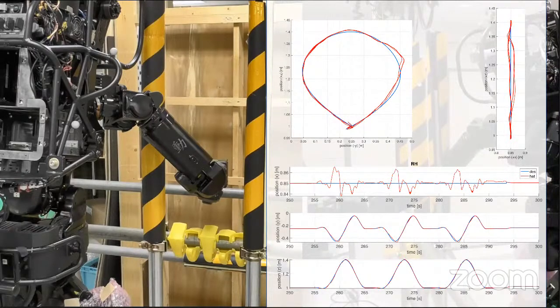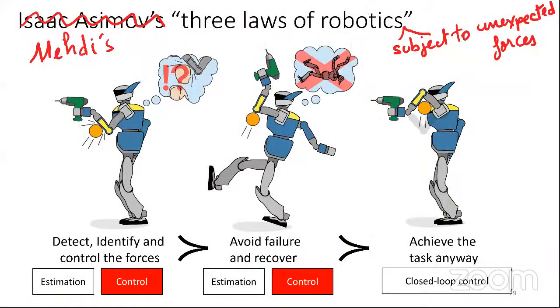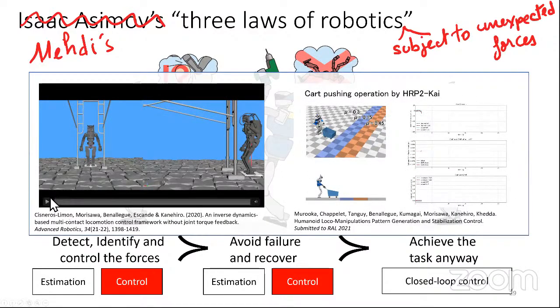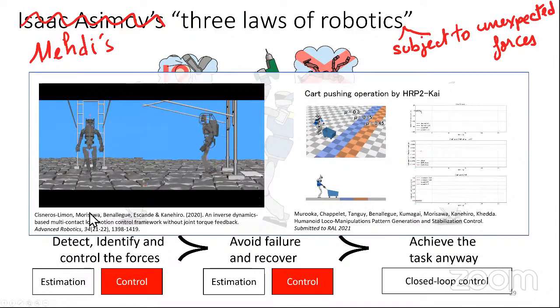So, sorry. That's basically the methods I wanted to present. Of course, the control parts are a little bit missing in my presentation. We have been working on them in a few works. Here you can see work by Rafael Cisneros Limon, where the robot in simulation hits the environment, but it's still able to keep balance and to reject it.